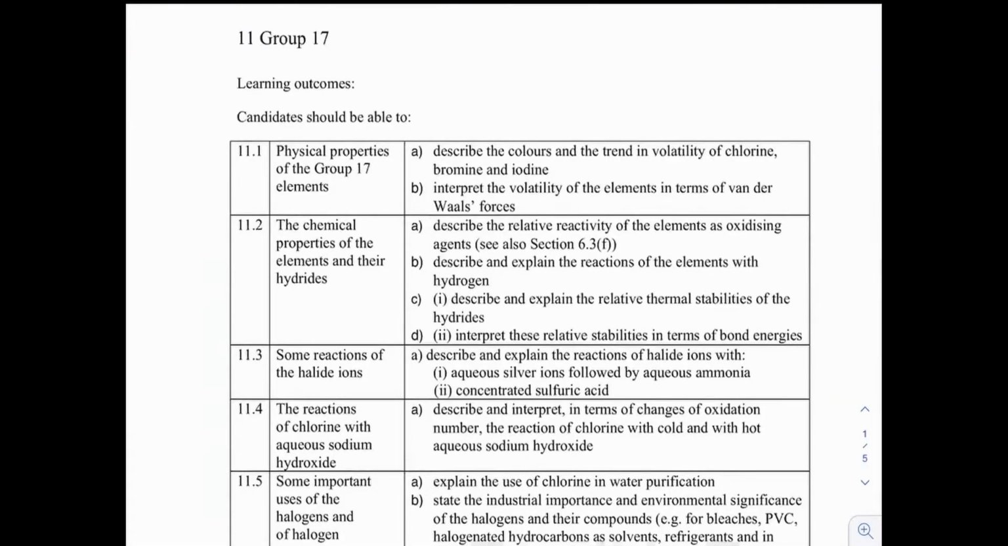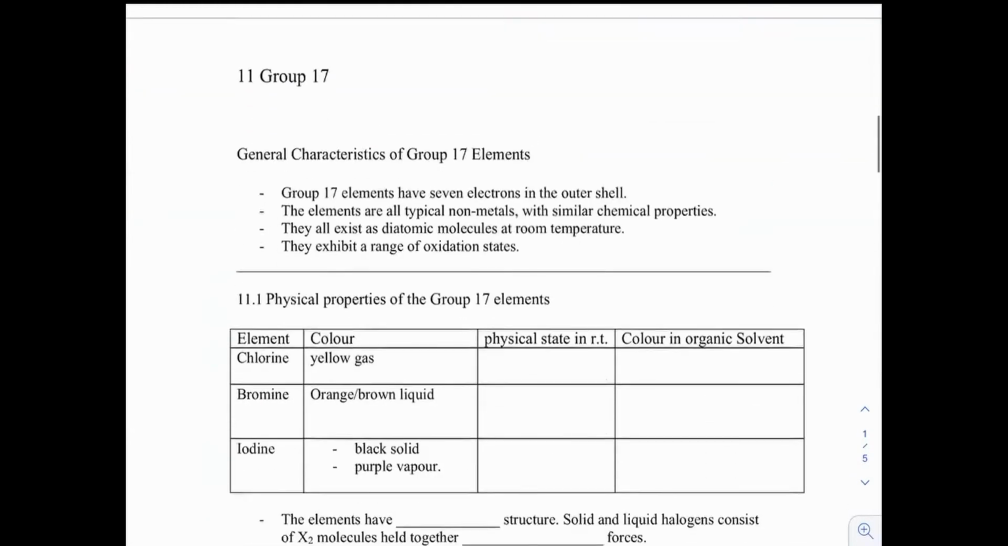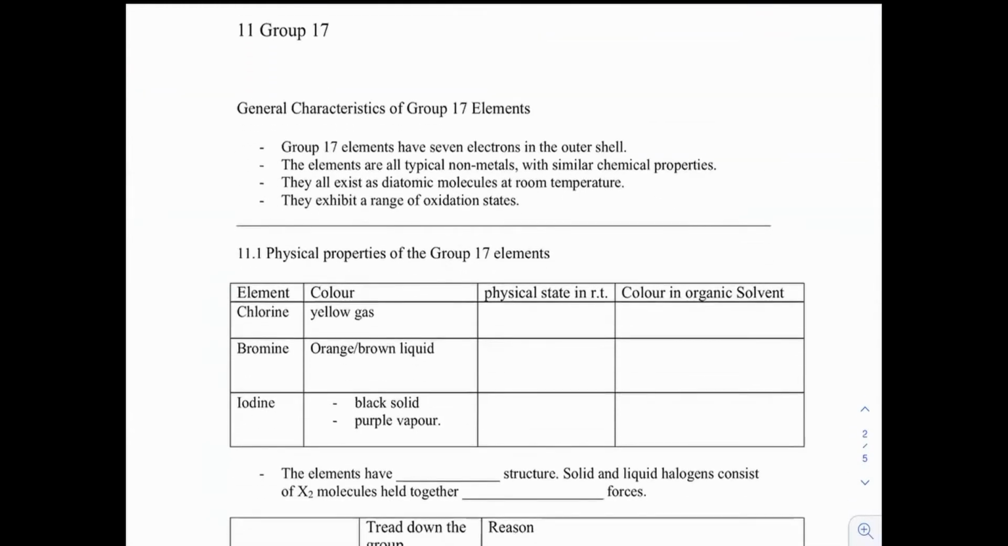Okay, this chapter is about elements in group 17. So we'll start off with the general characteristics of group 17 elements. The elements involved in group 17 are fluorine, chlorine, bromine, iodine, and astatine.